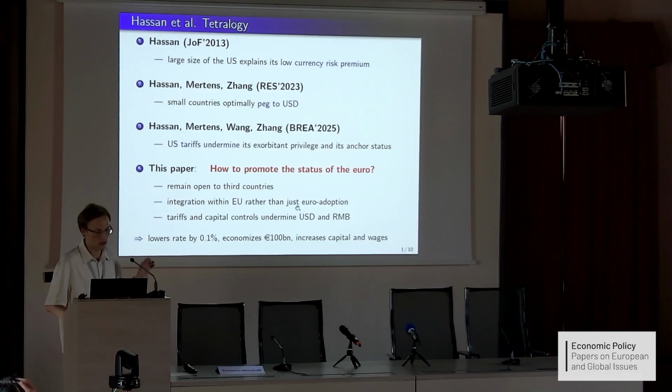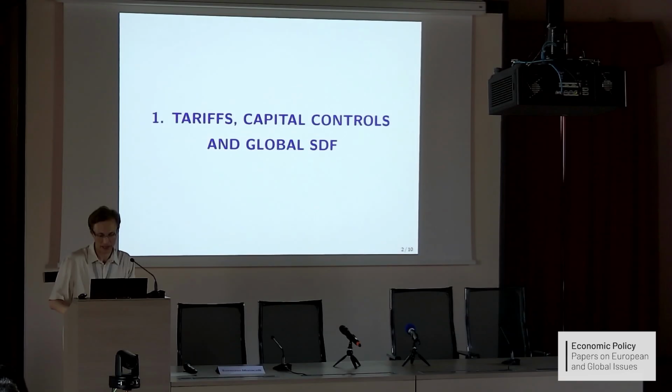And just to preview, I think the first step, this effect of size on the risk premium, is very robust, and I will show that even in other environments, which maybe I find more realistic, you still get the same result. The second result about the anchor status of the dollar, there my intuition at least is slightly different from how the paper explains it. And then finally, I will talk briefly about whether it's actually a good thing for the euro to become an anchor currency.